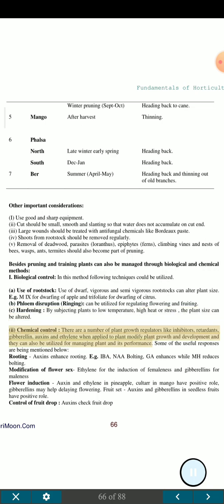Chemical control. There are a number of plant growth regulators like inhibitors, retardants, gibberellin, auxins and ethylene which, when applied to plant, modify plant growth and development, and they can also be utilized for managing plant and its performance. Some of the useful responses are being mentioned below. Rooting. Auxins enhance rooting, e.g. IBA, NAA. Bolting, GA enhances while MH reduces bolting. Modification of flower sex. Ethylene for the induction of femaleness and gibberellins for maleness flower induction. Auxin and ethylene in pineapple, cultar in mango have positive role. Gibberellins may help delaying flowering.